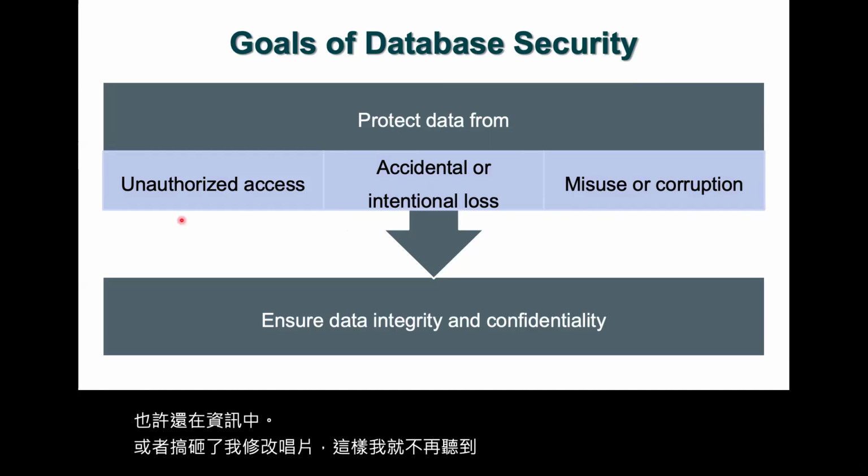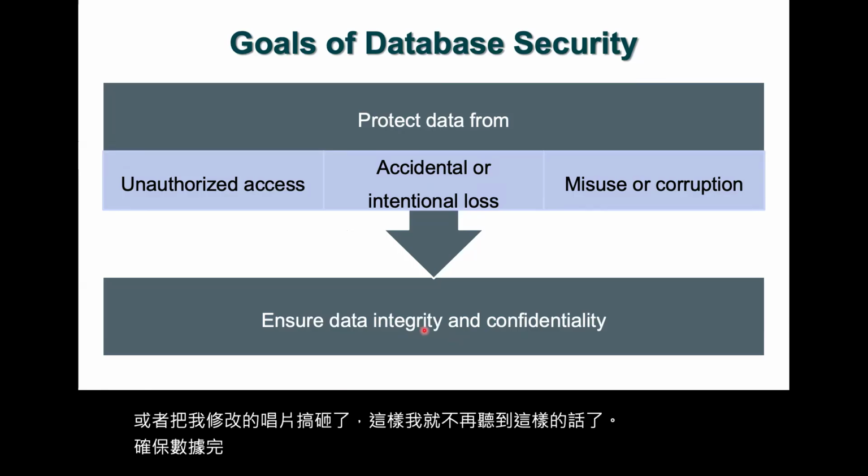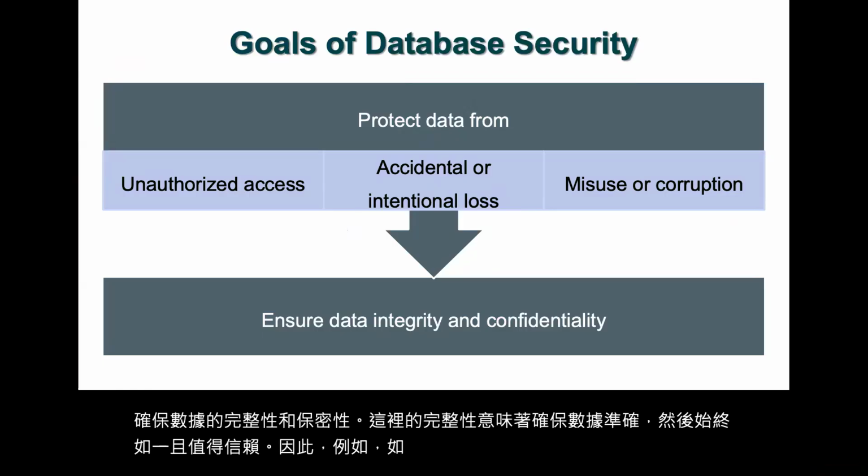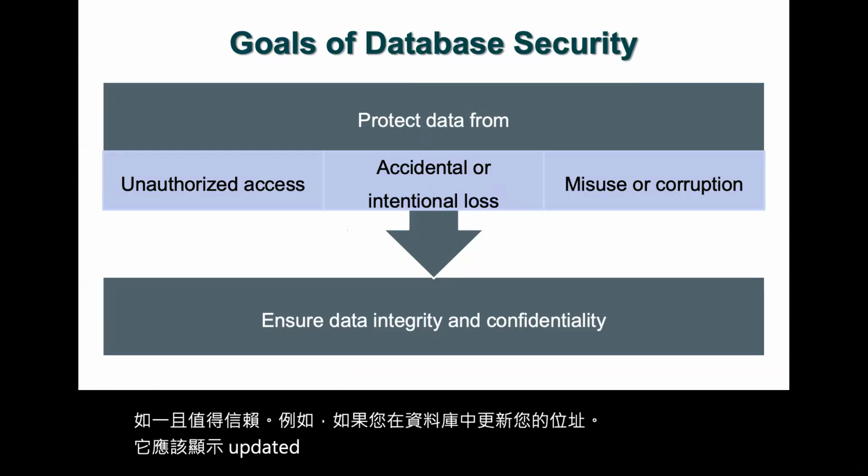And then ensure the data integrity and confidentiality. Integrity here means making sure that the data is accurate, consistent, and trustworthy. So, for example, if you update your address in the database, it should stay updated and not get changed back to the previous one by someone else. That's what is meant by integrity.